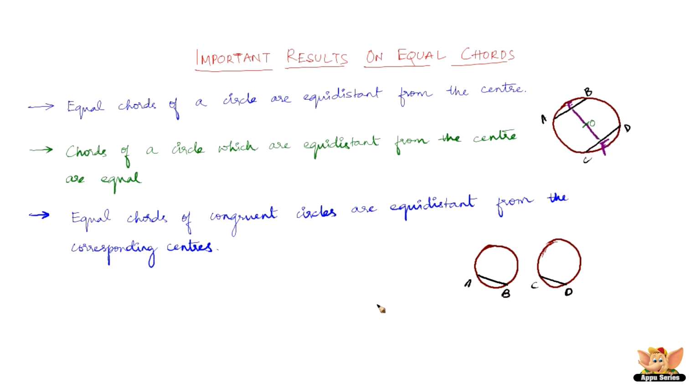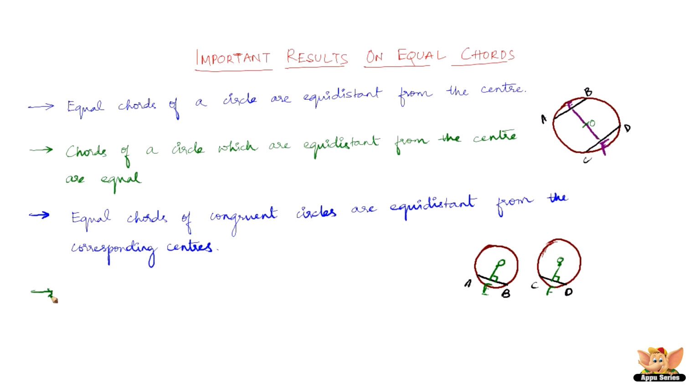Then the distances of these chords from the centers of their respective circles are going to be equal. This has to be perpendicular. That is how you measure the distance. So this OE is going to be equal to OF. That is what happens when there are equal chords in congruent circles. Then their distances from the center are equidistant.